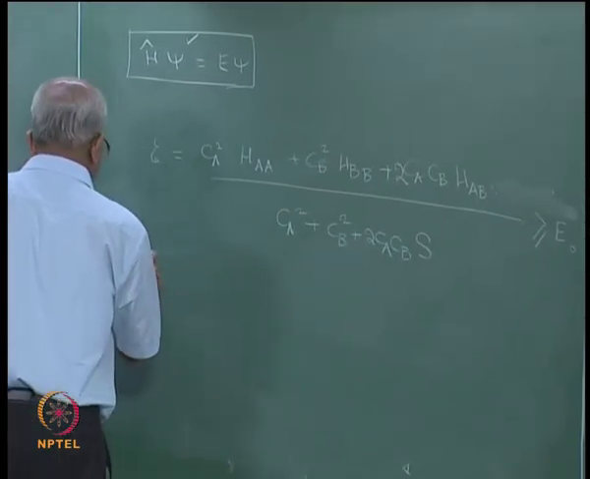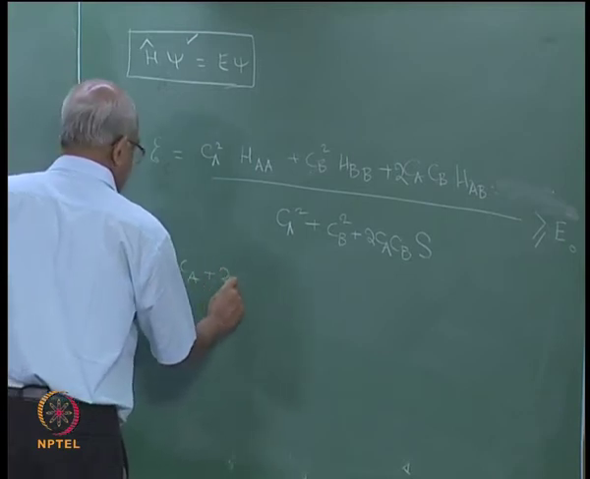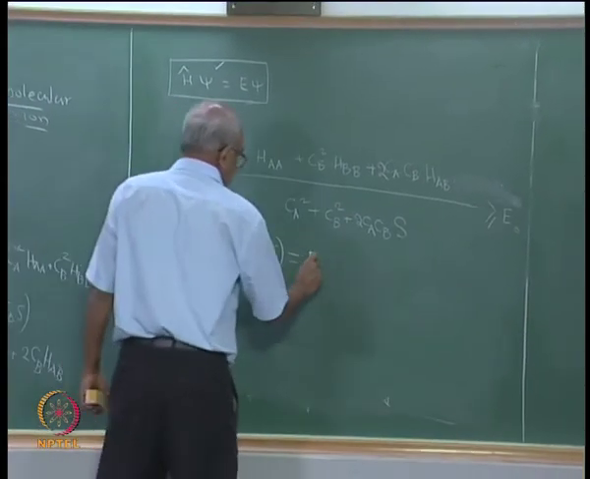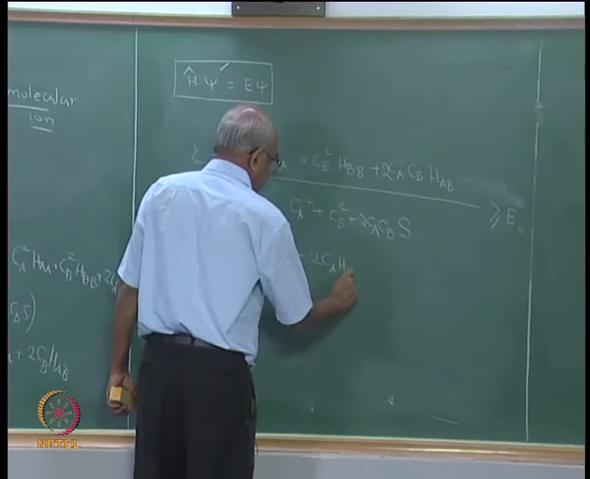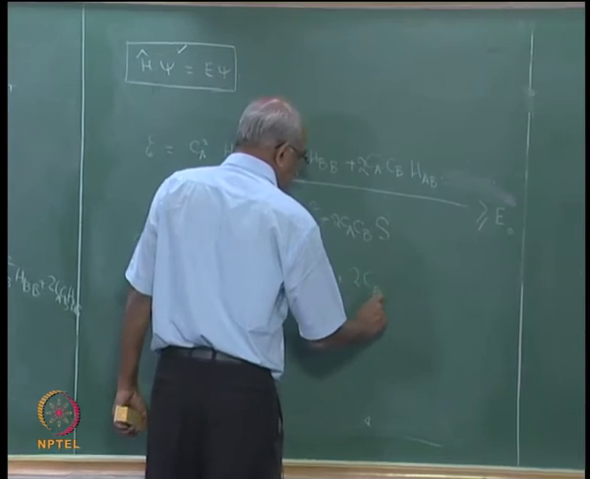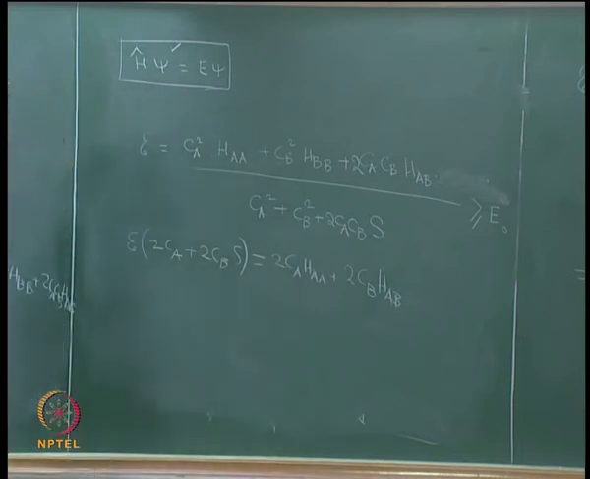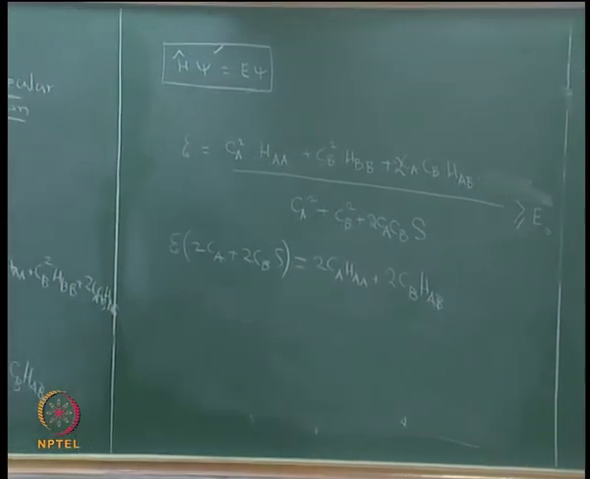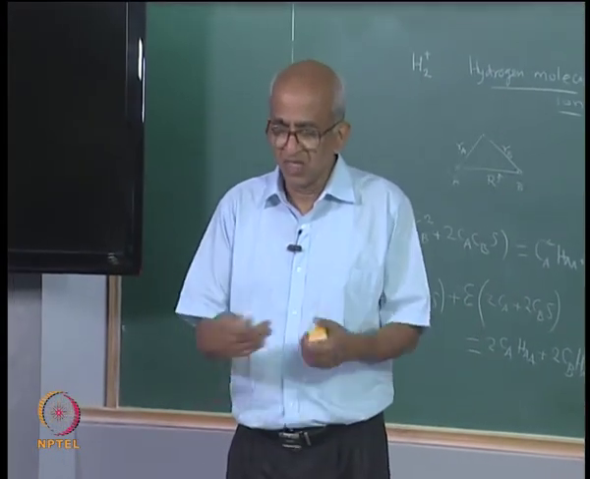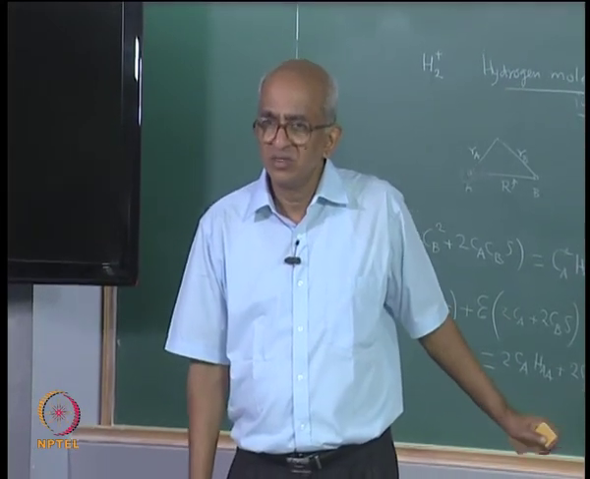The equation says that script E into 2 CA plus 2 CBS is equal to 2 CAHAA plus 2 CBHAB. This is the equation. So, there is only one equation yet, but I will be getting one more equation, and then you solve both of them, and you are going to get the best possible values of CA and CB.